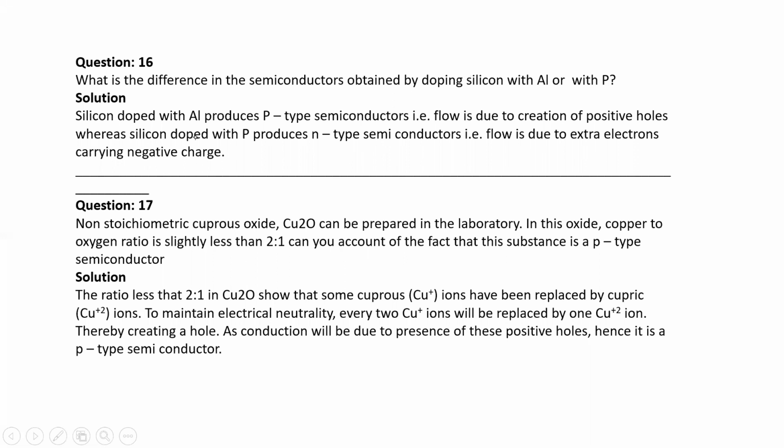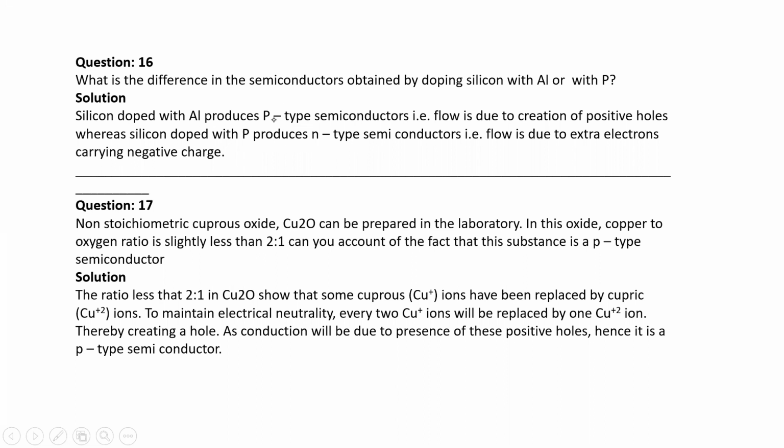Silicon doped with aluminum produces a p-type semiconductor, because doping a 13th group element into silicon or germanium semiconductors forms a p-type semiconductor, as one electron is less. The charge of silicon is +4 and aluminum is +3, so the flow is due to the creation of positive holes, whereas silicon doped with P, phosphorus, which has +5 valency, produces n-type.